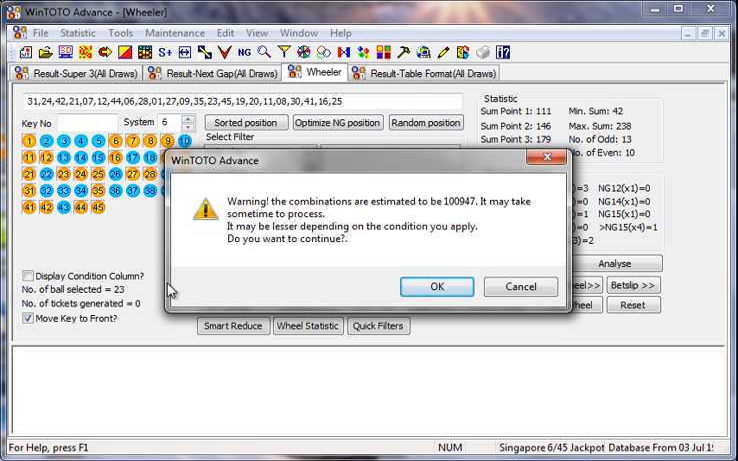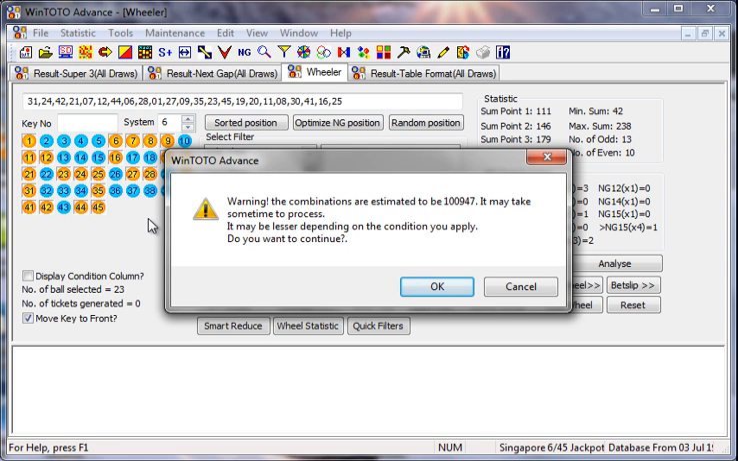As you can see here, 100,947. It will cost you how much? Good question. If you were to divide by 2, it will cost you 50,000 to play, which I do not recommend that we should do.